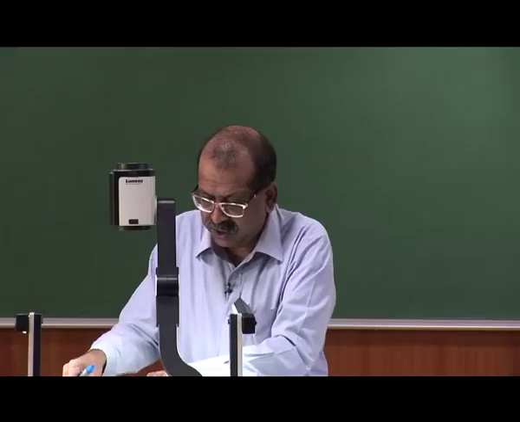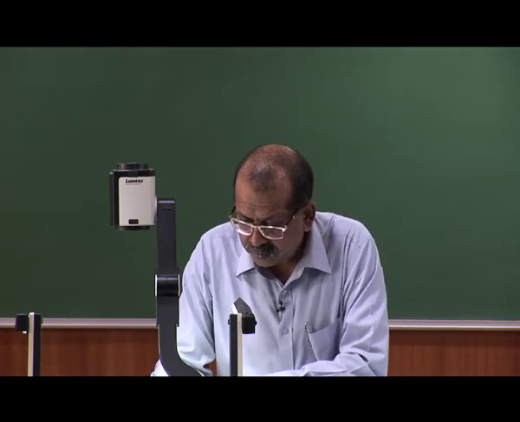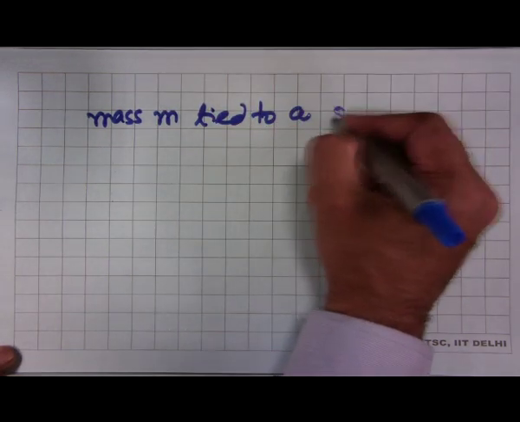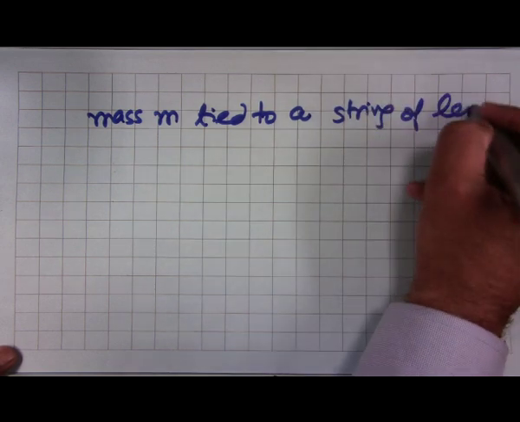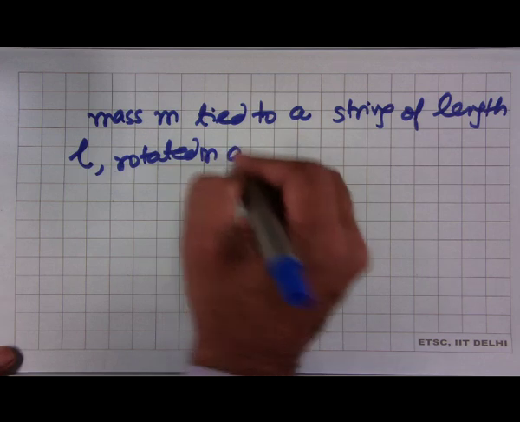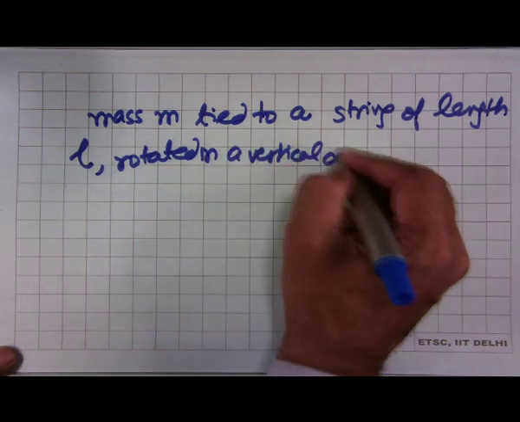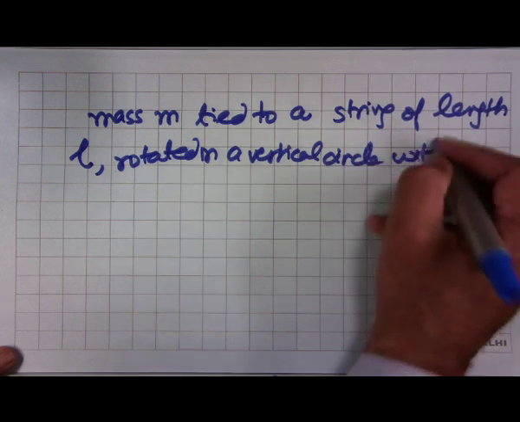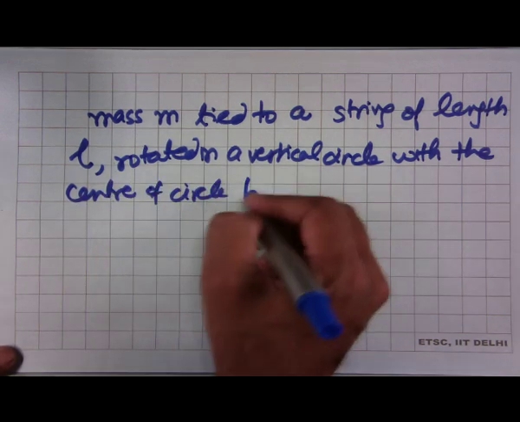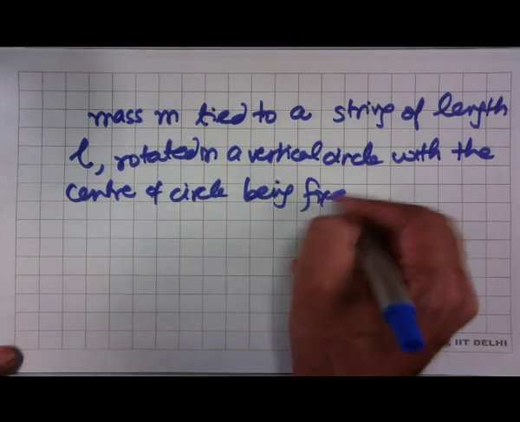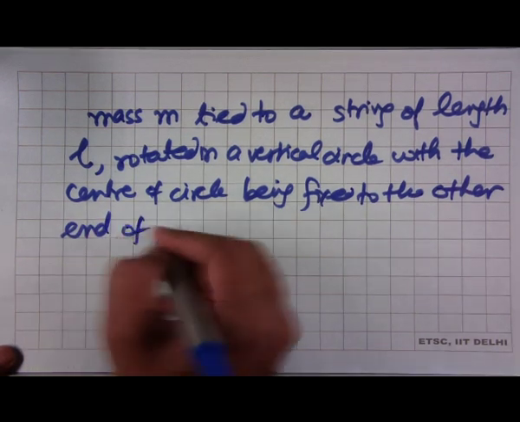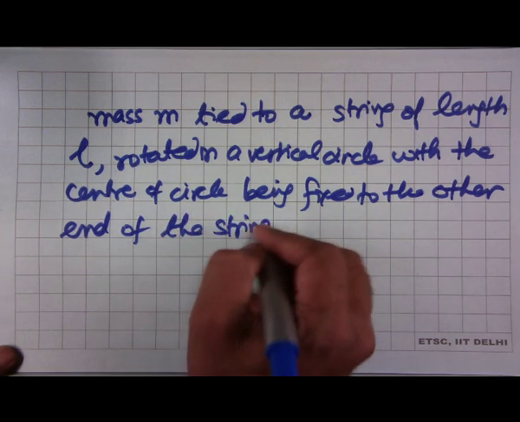So, let us write the second case fully. So, I have a mass m tied to a string of length L and is rotated in a vertical circle with the center of circle being fixed to the other end of the string.